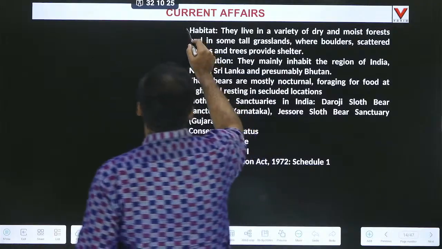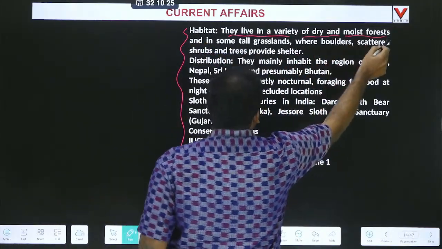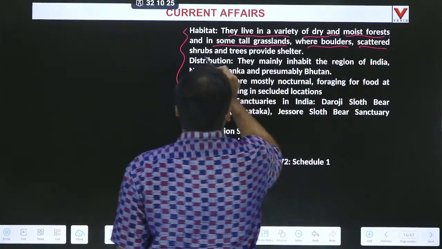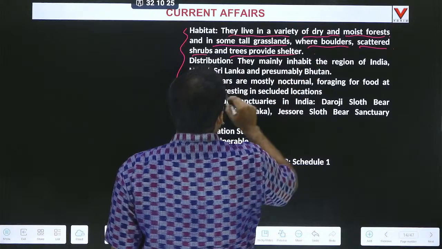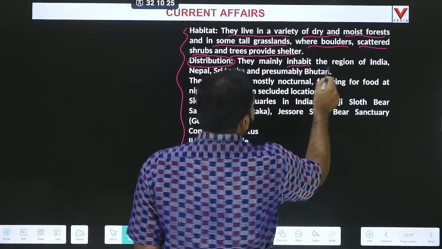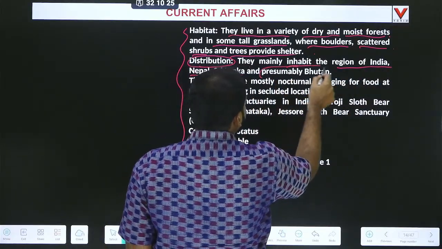Habitat. What are the habitats of the sloth bears? They live in a variety of dry and moist forests and some tall grasslands with boulders and scattered shrubs. Trees provide shelter. Distribution. How are they distributed? They mainly inhabit the regions of India, Nepal and Sri Lanka, and presumably Bhutan.